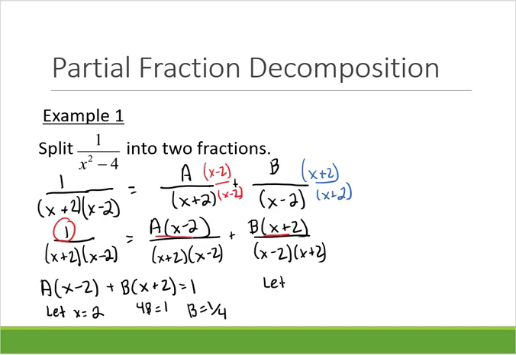If I let x equal -2, I'm letting x be the number that makes this term go away. So if I let this term go away, we have A times x minus 2 equal to 1. But I want x to be -2, so I'm going to plug in -2 there.